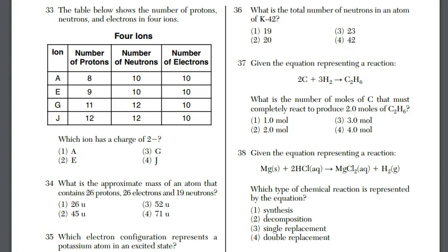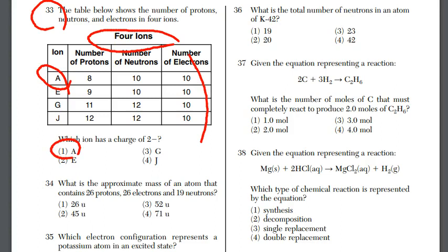All right, now here in 33, we have a table. We're told we have ions, and we're given protons, neutrons, and electrons, and we're asked which ion has a charge of 2 minus. In other words, it's going to have 2 more electrons than protons. All of the electrons are the same, so I'm looking for the number of protons to be 2 less than the electrons. In other words, 10 minus 2, which is 8. And the answer, of course, is A.